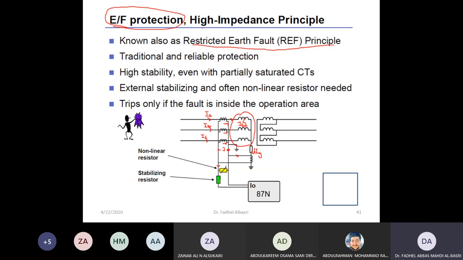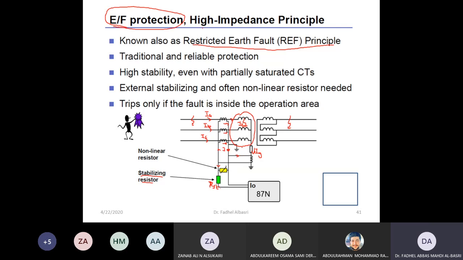And this is maybe from the previous lecture I already mentioned. We have two types of principle, bias differential and high impedance. Now this is the relay. You connect a series impedance with it as a stabilizing resistor, R stabilizing. And this is also a sort of differential, but it only detects faults within the star. If a fault happens here, it will not operate. If a fault happens here, it will not operate. It's only when a fault is in the star. That's why it's restricted.